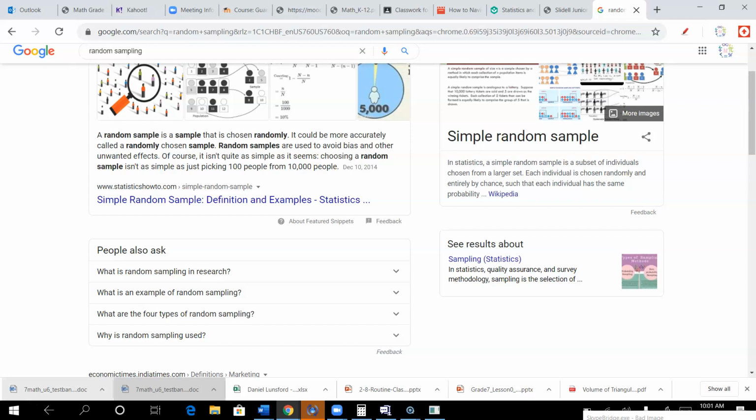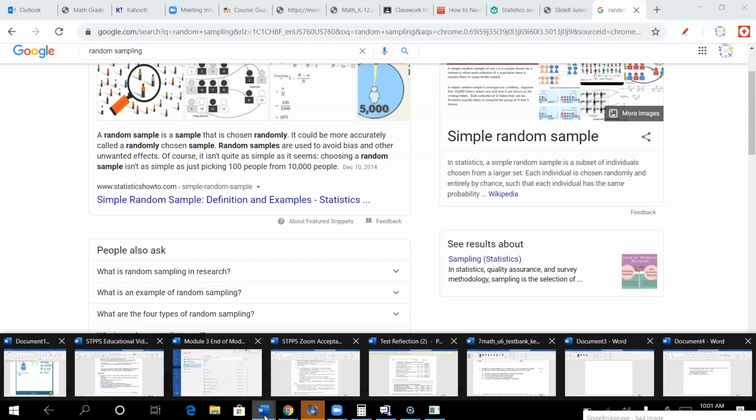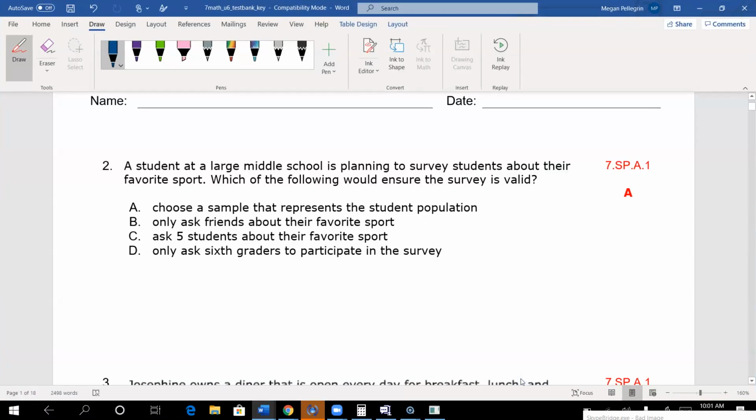Choosing a random sample isn't as simple as just picking 100 people from 10,000 people. So when we are looking at random sampling, we want to make sure that we are choosing a sample that is actually random and we're not really looking at one particular type of people that we're choosing. So in order to look at random sampling, we're going to look at some questions, and we're just going to discuss them.